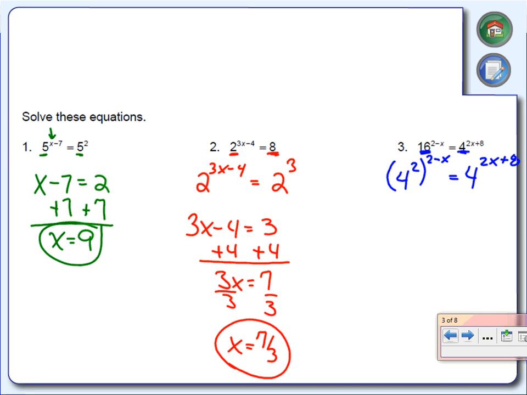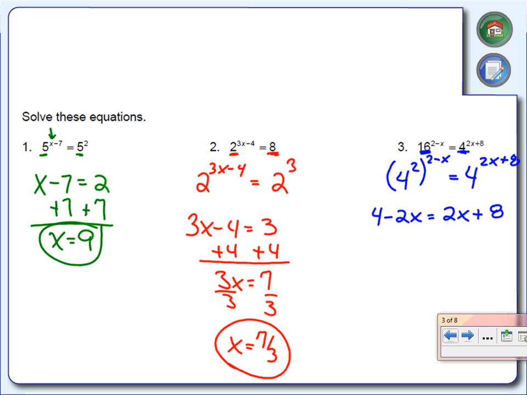So what do you get when you take these 2 exponents and multiply them together? 4 minus 2x. It's the distributive property. So we're going to end up with 4 minus 2x. 2 times 2 is 4. 2 times that negative x is negative 2x. The other exponent is going to stay the same: 2x plus x.